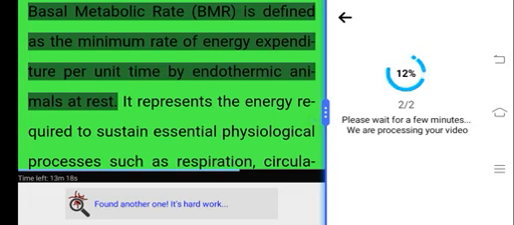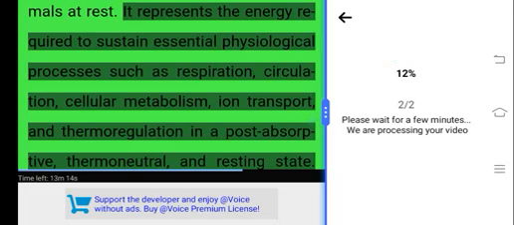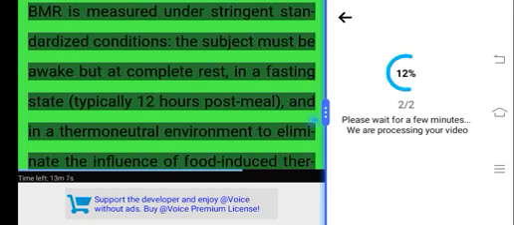Basal metabolic rate (BMR) is defined as the minimum rate of energy expenditure per unit time by endothermic animals at rest. It represents the energy required to sustain essential physiological processes such as respiration, circulation, cellular metabolism, ion transport, and thermoregulation in a post-absorptive, thermoneutral, and resting state. BMR is measured under stringent standardized conditions.